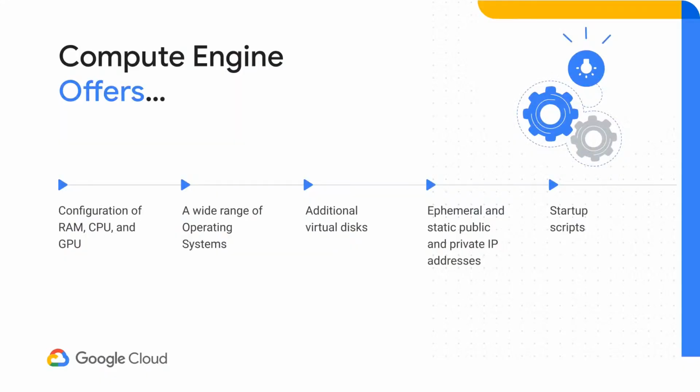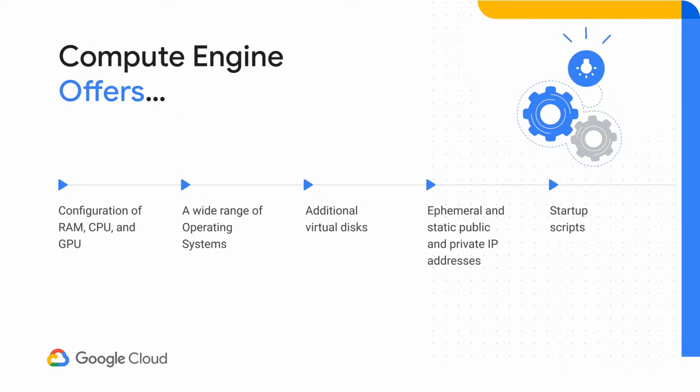I'm sure you noticed in that last demo that Amazon EC2 and Google Cloud Virtual Machines have a lot in common. This makes a lot of sense. They both aim to replicate an on-premise machine. Both Compute Engine and EC2 allow you to choose and configure the RAM, the CPU, and the GPU of your machine. Both offer a wide range of operating systems. Additional disks can be added to both types of virtual machines. Ephemeral and static public and private IP addresses can be used for both types of instances. And both instances can use metadata and scripts for bootstrapping.